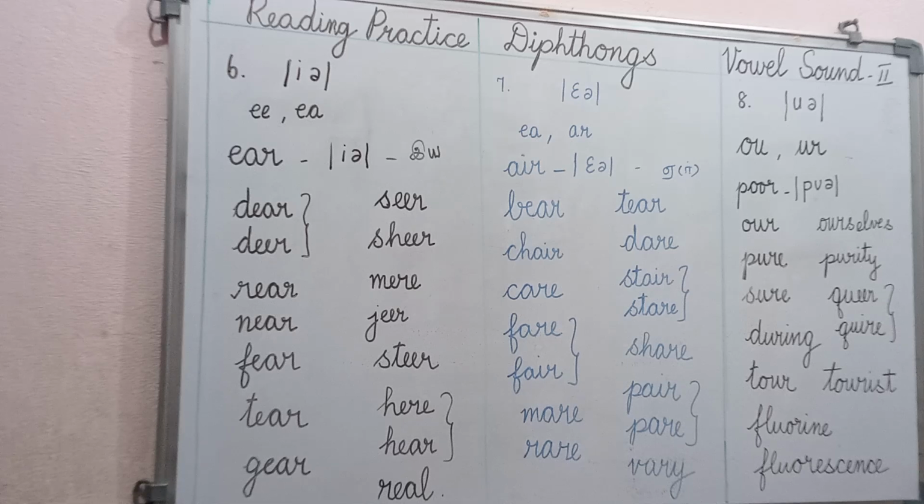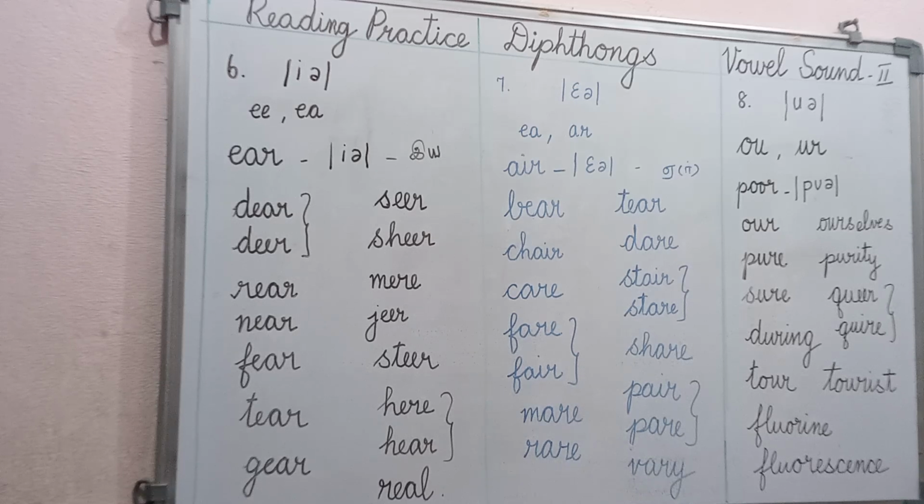The letters are EA or AR and the sound is air. Air, bear, chair, care, fair, man, rare, tear, dare, stare, share, pair, vary. Shall we continue with the eighth diphthong?